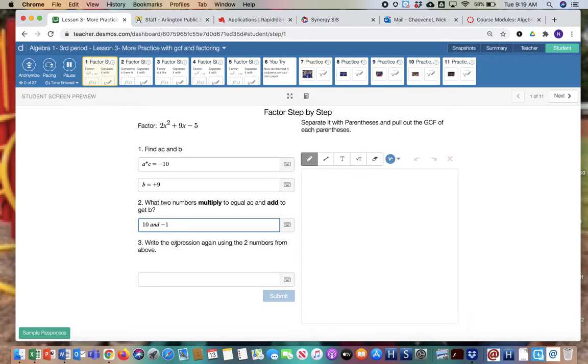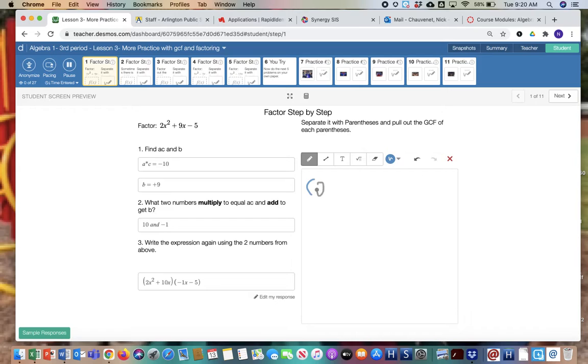All right, so write the expression again using the two numbers from above, right? So here we go. So we show that very first step, right? Now you can do this here. Obviously, eventually, we're going to just do it on the right. So we do the 2x squared. Now, from here, you can pick one of these terms. I'm going to do the 10x, and then I'm going to open up the second term. I'll do the negative 1x and then the negative 5, okay? And now when we do that, we're going to continue from here, right?